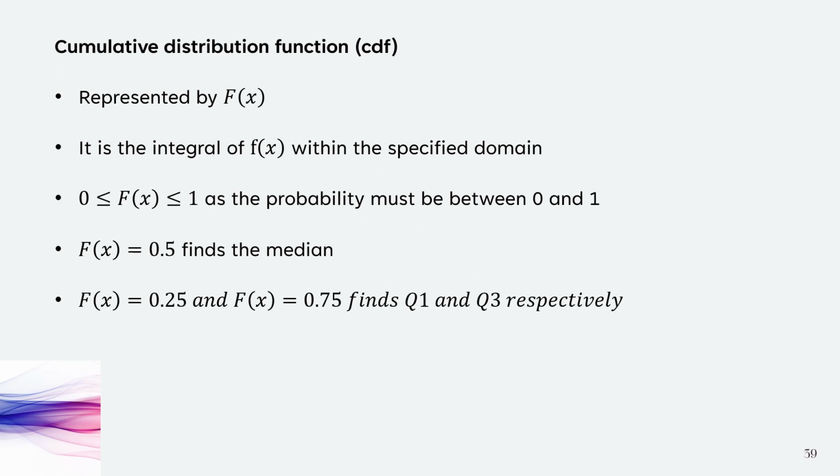So for the cumulative distribution function, this is represented by the capital F of x. It's the integral of f of x within the specified domain, and it must be between 0 and 1, as a probability must be between 0 and 1. F of x is equal to 0.5 like we just showed for the median, and 0.25 and 0.75 for Q1 and Q3 respectively.